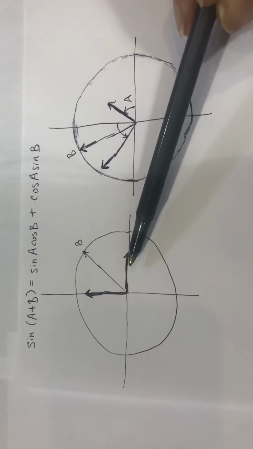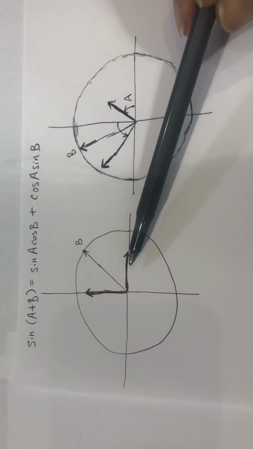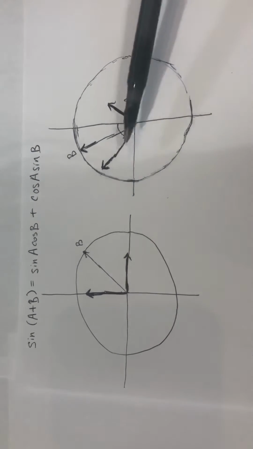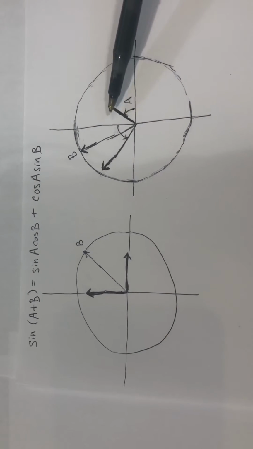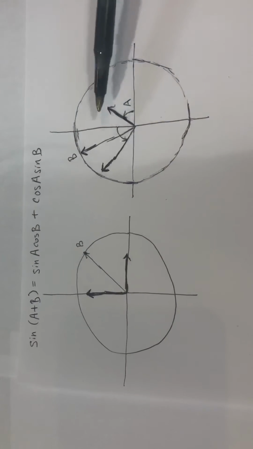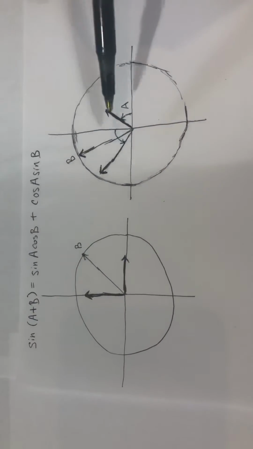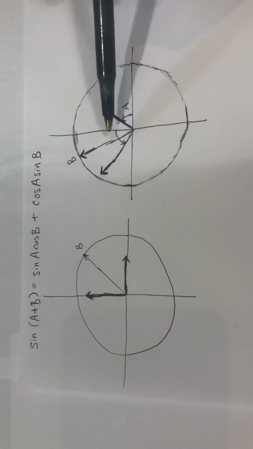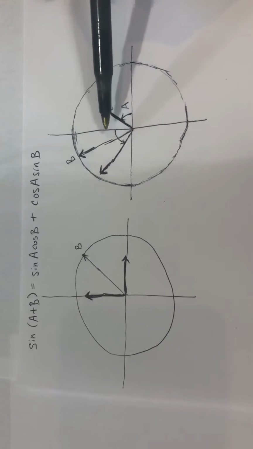Okay, so this vector here is cosine b, and after we rotate it, to get the y-coordinate, it's precisely this, right? It's sine a cosine b. So sine a cosine b is this y-coordinate, which can be positive or negative.